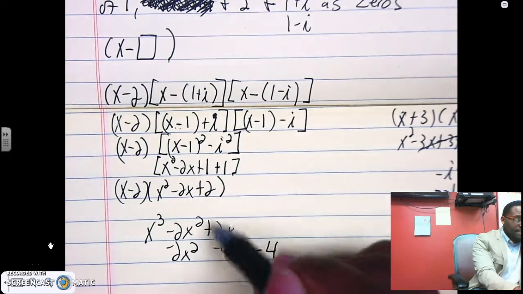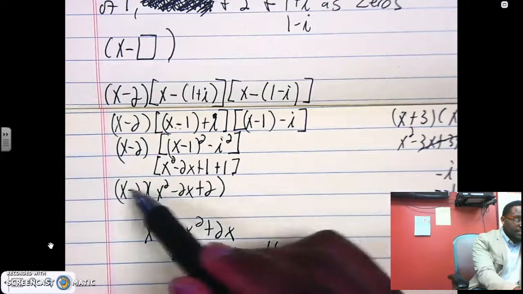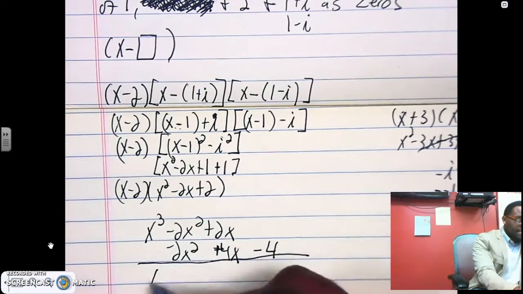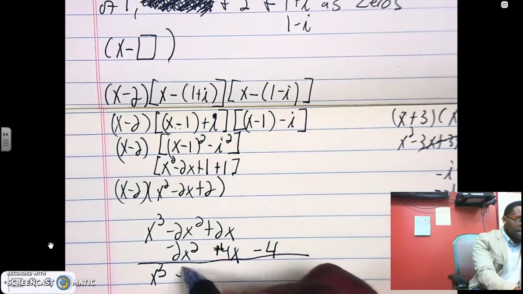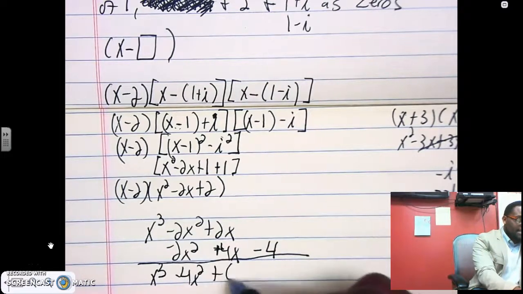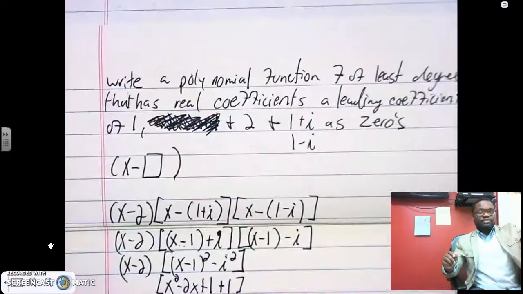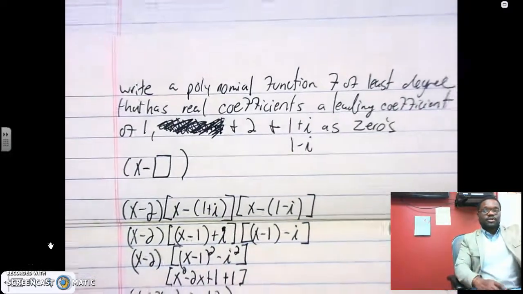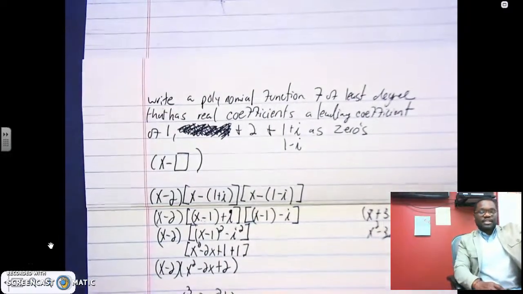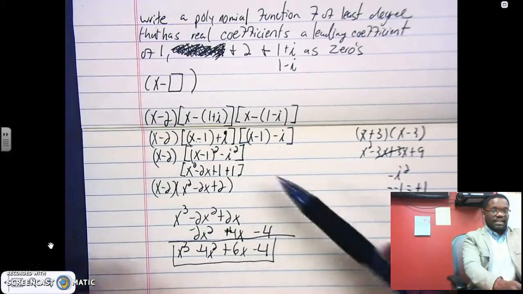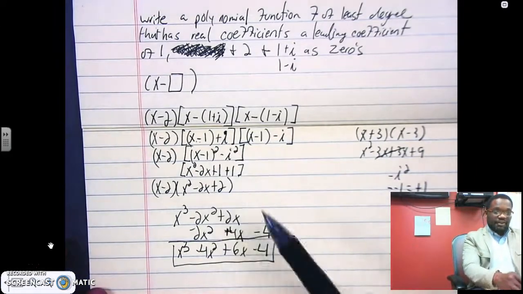Actually, that's a positive 4x, isn't it? Negative 2 times negative 2, that makes a positive 4. Okay, so that's x cubed minus 4x squared plus 6x minus 4 is your polynomial, which is what I was asking you to do, find me a polynomial of the least degree that has real coefficients. Notice that all my coefficients are real numbers, so I couldn't leave it with the i's. I couldn't stop right there.